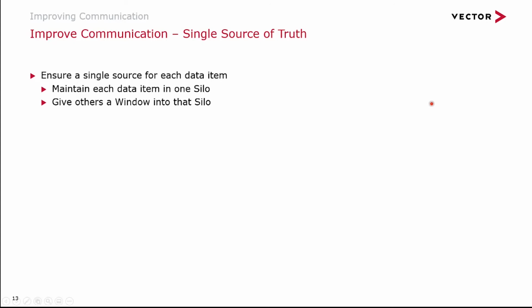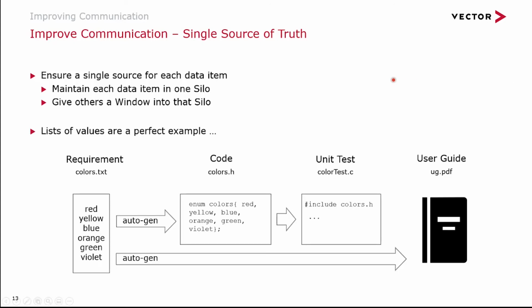So we talked about data being in silos and being owned by different people. Again, that's completely fine to me, but we shouldn't duplicate the data. So the same sort of data item shouldn't exist in multiple silos. So the key point is, sure, maintain the data item in a silo, but one silo, and then give others a window into that silo so that they can make good use of it. And so here again is a simple example of that.